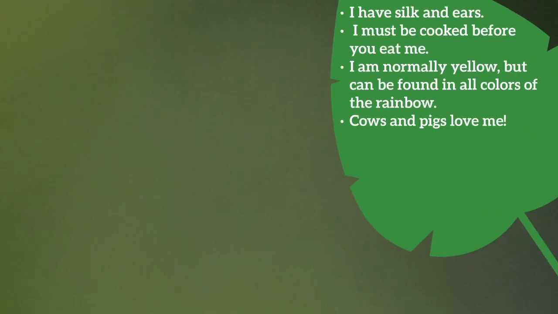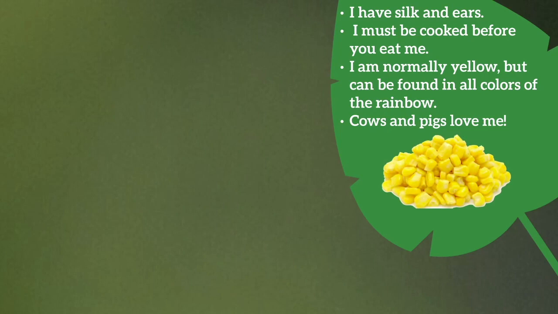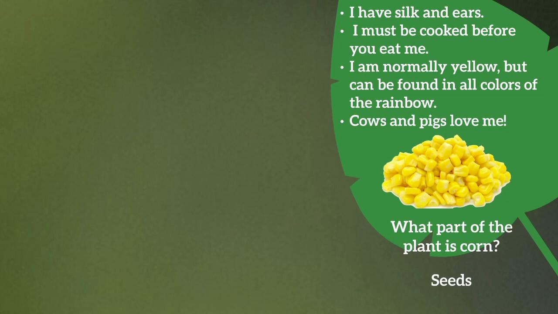What am I? I have silk ears. I must be cooked before you eat me. I am normally yellow, but can be found in all the colors of the rainbow. Cows and pigs love me. If you guess corn, you'd be correct. Now let's see, what part of the plant would the corn come from? They would be seeds. Great job, everybody.